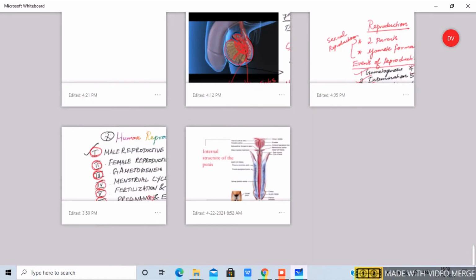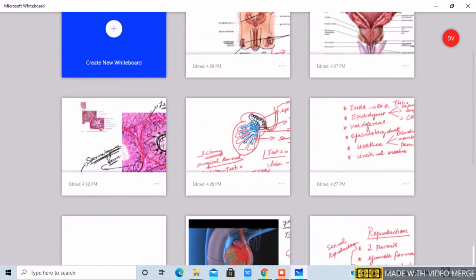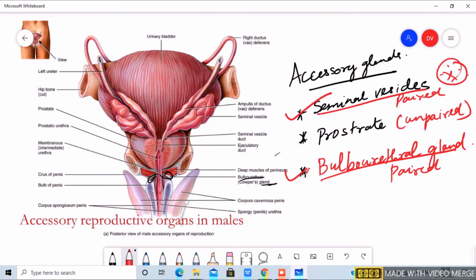Now coming back to the accessory glands. These are the 3 glands, guys: seminal vesicles, prostate, and the bulbourethral. You can see the seminal vesicle here, which is descending into the ejaculatory duct. This is the duct which is entering the urethra. I told you there are 3 types of urethra, right?